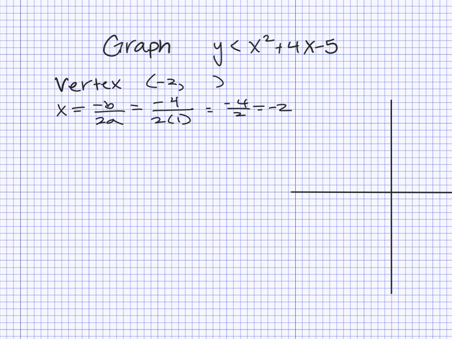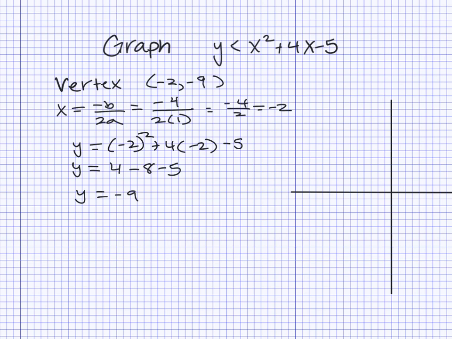What I need to know now is what the y value of my vertex is. And so we are going to plug our x value in for x. You'll notice that we're not going to worry about the inequality right now. We're going to just treat this as if it's an equation. So what is y when x is negative 2? That gives me 4 minus 8 minus 5, which is negative 4 minus 5, which is negative 9. So now I have the rest of my vertex.